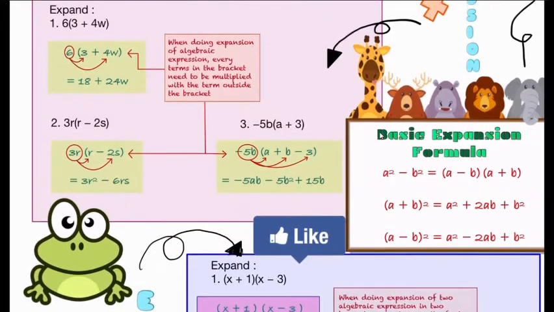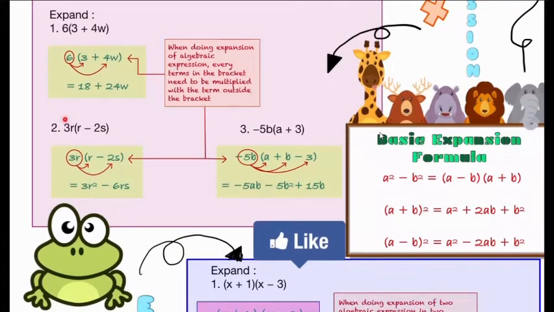We just need to multiply every term in the bracket with the term outside the bracket. Let's see example 2: 3r times r minus 2s. We need to multiply 3r with all the terms inside. So 3r times r, we get 3r squared. 3r times negative 2s, we get negative 6rs. We also need to consider the sign for all the terms. Next, example number 3.